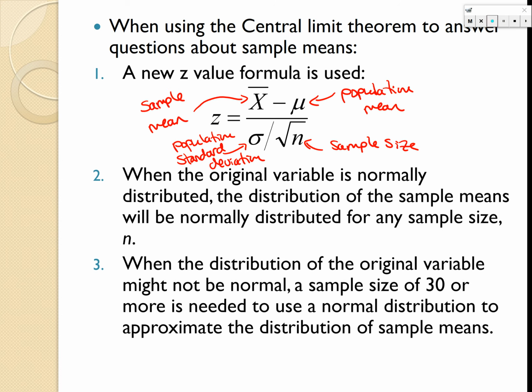When the distribution of the original variable might not be normal, so if you don't have that key phrase that the variable is normally distributed or approximately normally distributed, you have to have a sample size of 30 or more if you're going to use the normal distribution while using your sample means. Okay, so those are our three properties that we have to use for our central limit theorem.